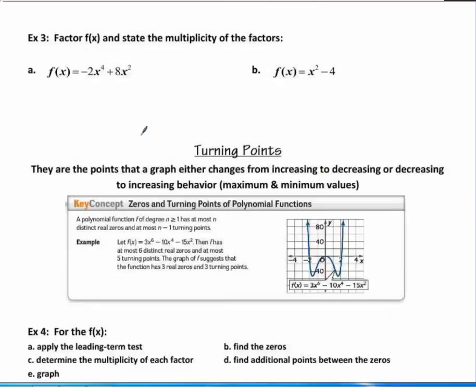All right, so we're going to factor these two functions, and we're going to state their multiplicity. So negative 2x squared times x minus 4. We can just drop the negative 2.